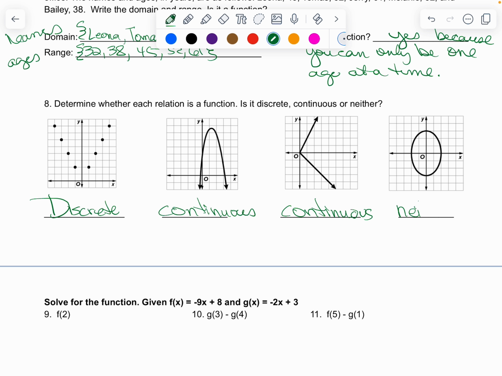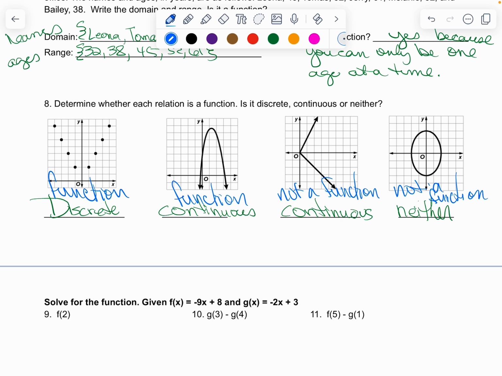I forgot to answer the question, is it a function? So this is a function. This is a function. This is not a function. And this is... Why did I say neither on this? This is continuous.